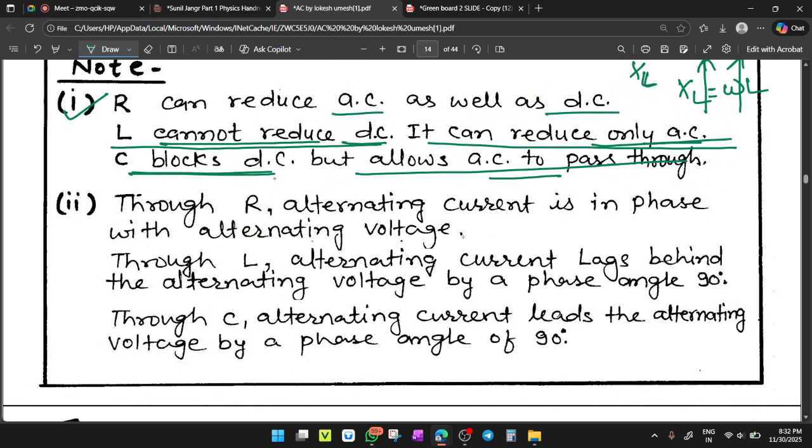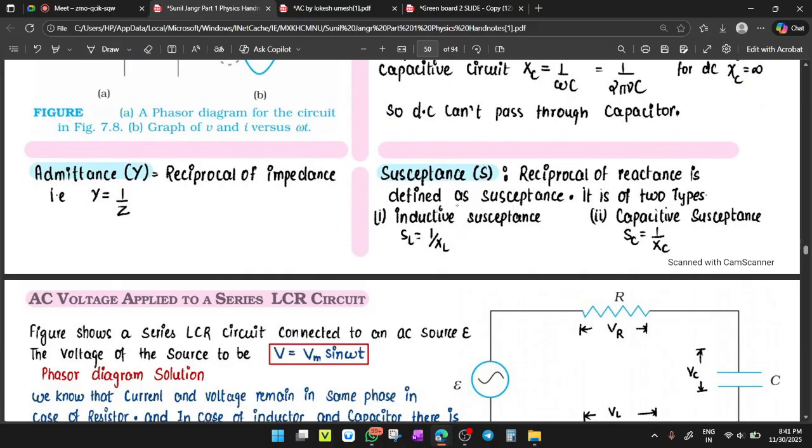Through R, the alternating current is in phase with the alternating voltage. Yes, we have seen the phase angle equals 0 degree there, delta phi equals 0 degree. Through L, the alternating current lags behind the voltage by a phase angle of 90 degrees, means voltage or EMF is leading, but current is lagging. Through a capacitor, the alternating current leads the alternating voltage. Obviously, here the current will be leading and voltage will be lagging by a phase angle of 90 degrees. Got it?